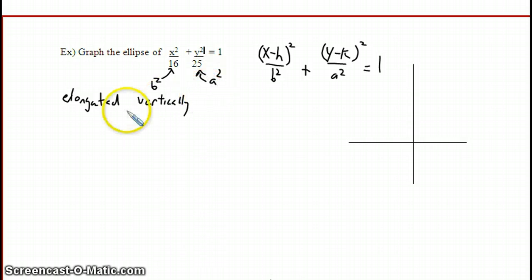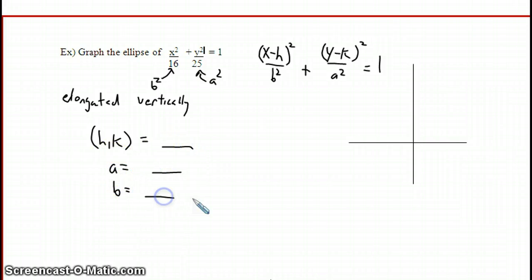So if I'm going to try to graph this, the things that I need to pull out of my equation would be what the center is, what the A value is, and what the B value is. So I know that the center is the HK, and notice that for mine I have nothing that I'm subtracting from X, I have nothing I'm subtracting from Y. So this would be a center at 0, 0. So let's go ahead and plot that point first.